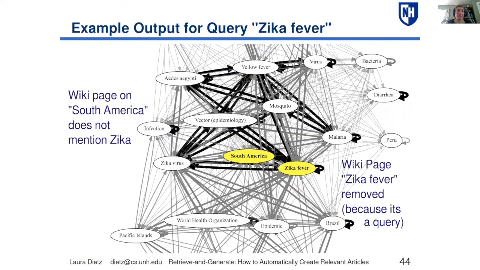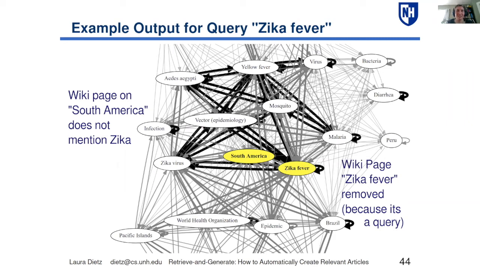All right, so here's an example produced by ENT Rank on the query for Zika fever. And here we actually see South America. This is something we're really proud of because none of the other entity ranking methods would even put South America on the map, no pun intended. And again, the reason is, well, this page on South America doesn't even mention Zika. And the Zika fever page does mention South America, but it was removed from the knowledge base because it's a query. So we remove all queries from the knowledge bases.